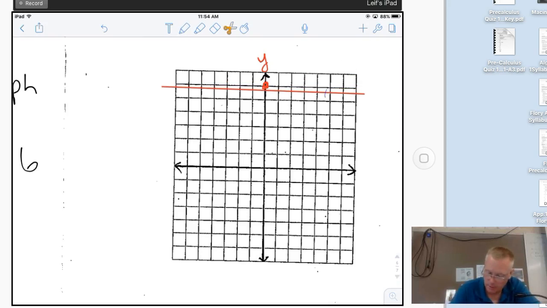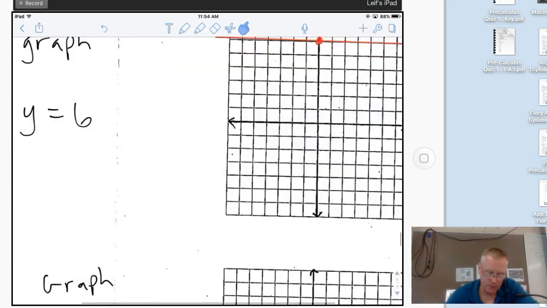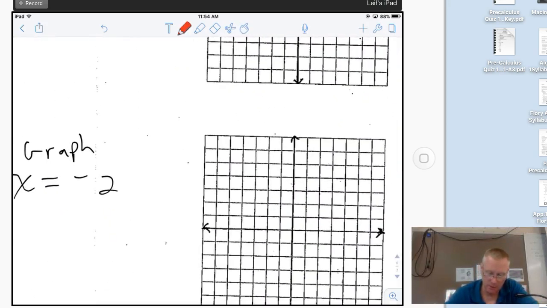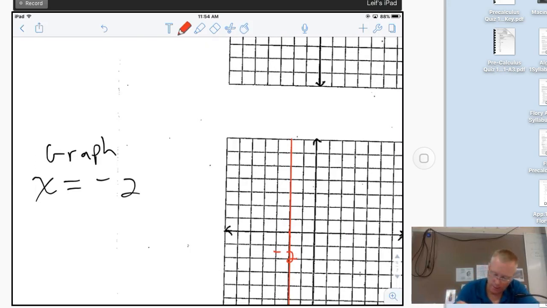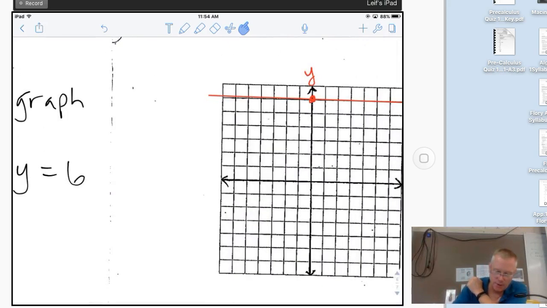Let me move that a little bit. There. So it hits 6 on the y-axis. Okay? For all values of x, y equals 6. For x equals -2, this will be a vertical line going through -2 on the x-axis straight down, which means there's no y-intercept. This one has an undefined slope because it goes straight up and down. This one up here has a y-intercept of 6 because y equals 6.